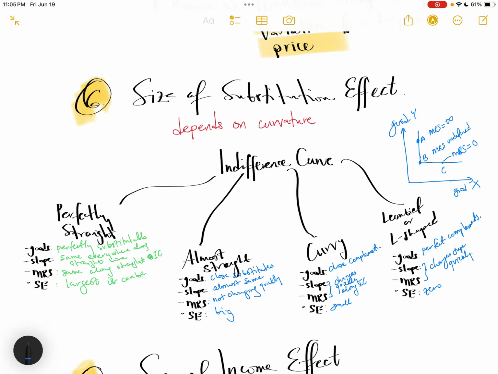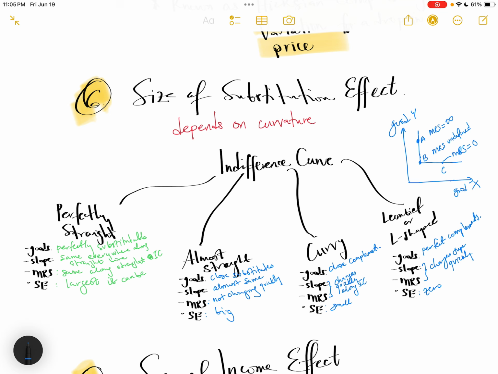I may insert a video at some point to explain why or how I know that the marginal rate of substitution changes this quickly along an L-shaped indifference curve. I think you could work that out yourself, but at some point, no promises, right? No guarantees, but at some point I'll put a video out.